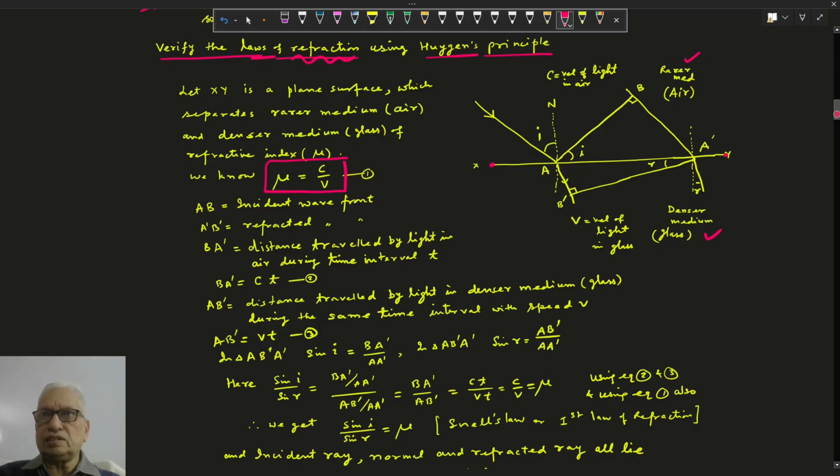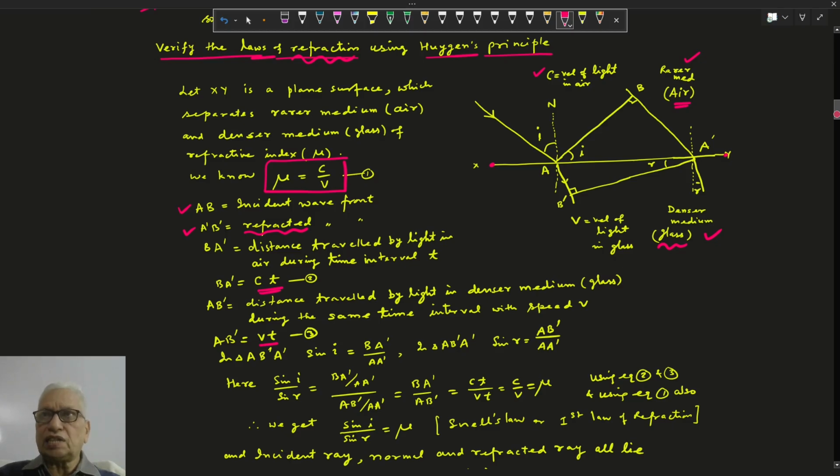Again AB is the incident wavefront and A'B' is the refracted wavefront. Here BA' is the distance traveled by the light in air with the speed of light c. So BA' is equal to what? ct. But in the next medium, the denser medium, that is the glass here, the speed is reduced to v. So AB' is vt in the same time, but the distance is lesser because v is lesser than c.